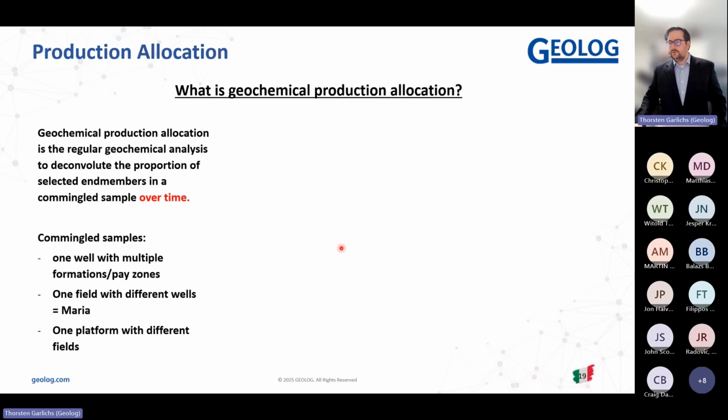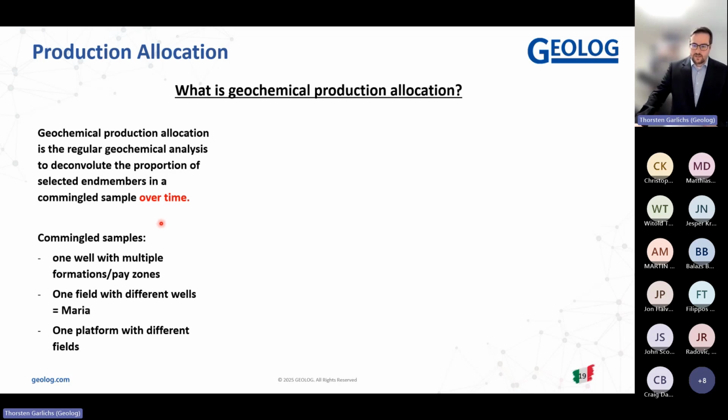But what is the geochemical production allocation? And here's one very important thing. The geochemical production allocation is a regular geochemical analysis to deconvolute the proportion of selected end members in a commingled sample over time. If you erased the words "over time," this would be only a reservoir geochemistry study. So the time dimension is very important for the production allocation.